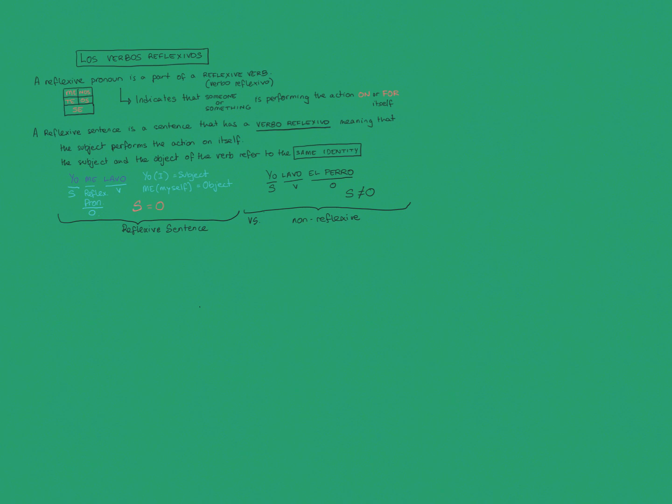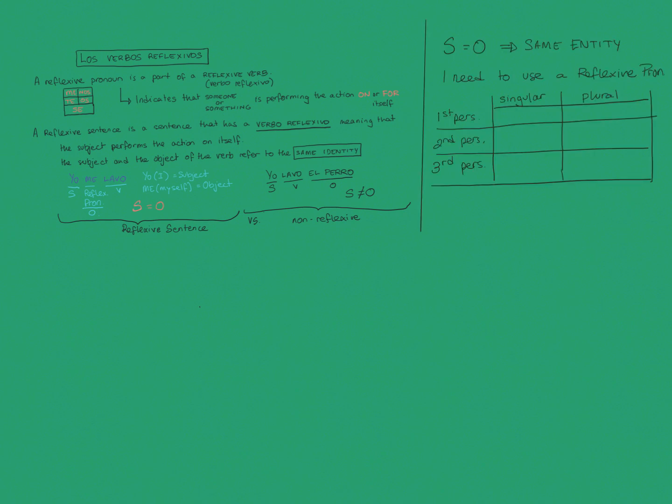When the object of the verb is the same entity as the subject, you will need to use a reflexive pronoun that matches the subject of the verb in both number, singular or plural, and person, first, second, or third. If you remember from Spanish 1, we have 3 persons and singular and plural. For the personal pronouns, the first person would be yo, the second person would be tú, the third person would be él, ella.